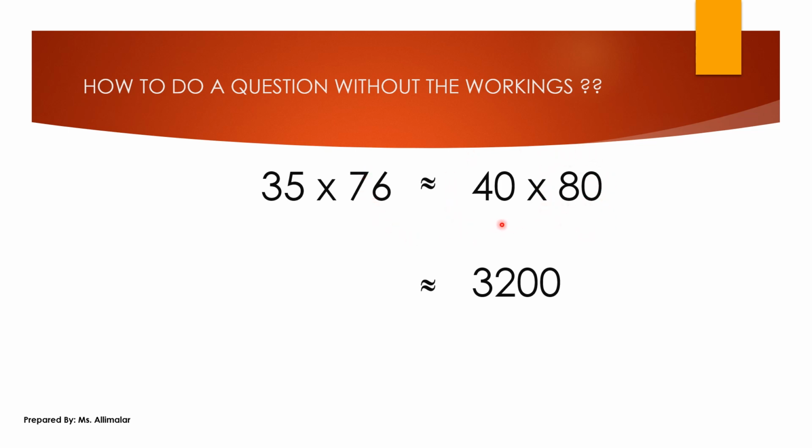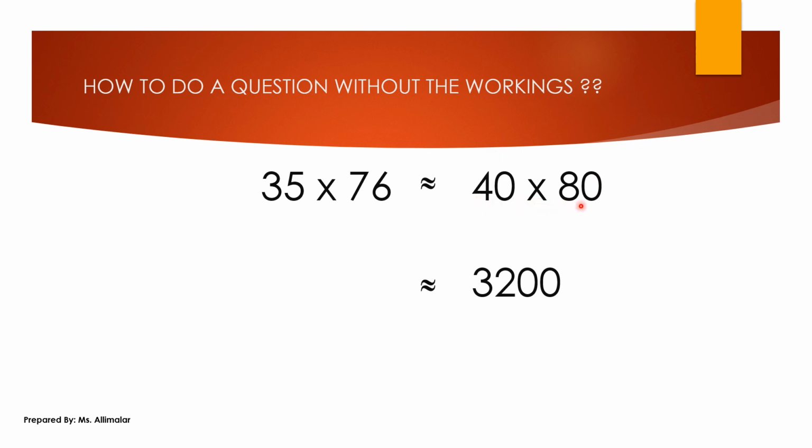Always remember guys, after you round off, make sure your ones digit is always 0. There is no such thing as taking 76 and after you round off you get 82. There is no such thing. 76, if you round off, is 80. The ones place must be 0 because it's easy for you to calculate. Now, very simple. Now look here, 40 times 80.